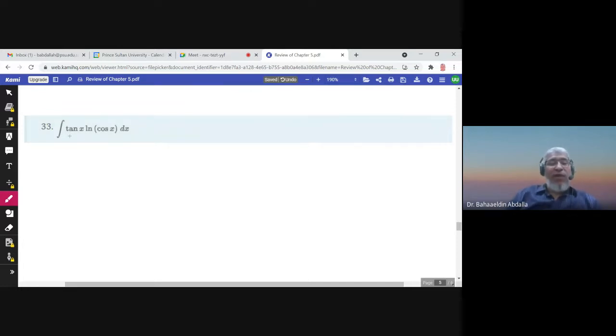Well, look carefully. I have tan multiplied by ln and then cosine inside the ln. And we know with substitution, we take a function which is inside another function. So we take u as cosine x. Well, du would be the derivative of cosine, which is negative sine x dx. Now, what do we have? We have integral. I will write tan as sine x over cosine x.